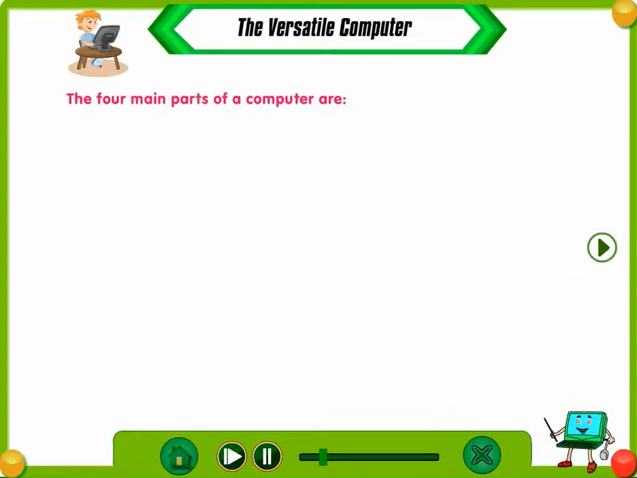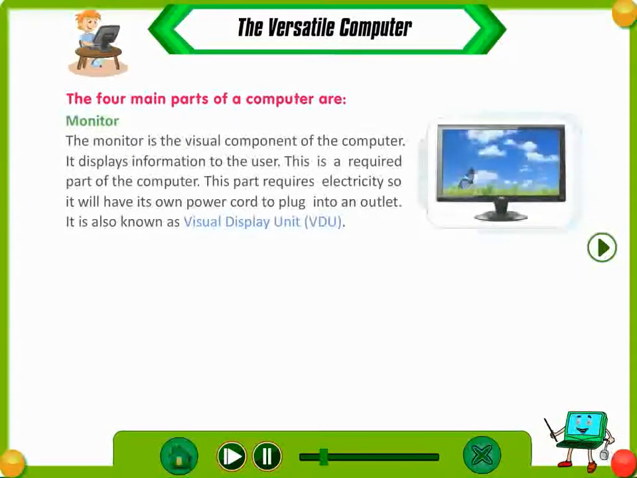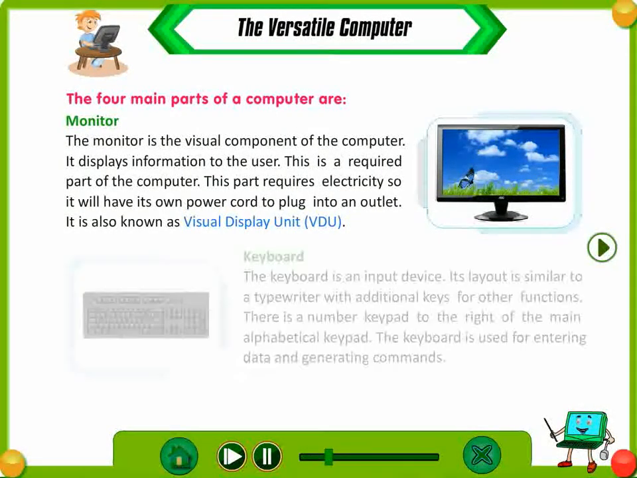The four main parts of a computer are: monitor. The monitor is the visual component of the computer. It displays information to the user. This is a required part of the computer. This part requires electricity, so it will have its own power cord to plug into an outlet. It is also known as Visual Display Unit.